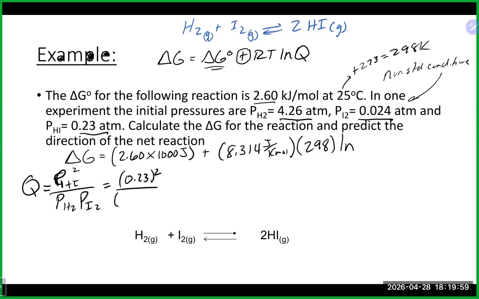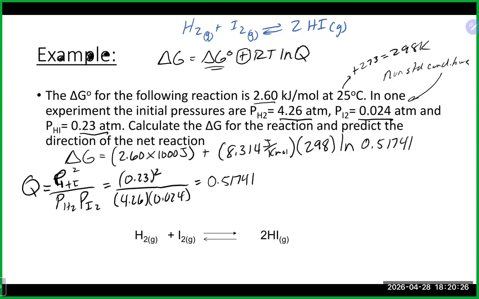Our H2 is 4.26 and 0.024 for our last one. That is going to give us a Q, it looks like, of 0.23 squared divided by 4.26 and divided by 0.024. Looks like a 0.51741. So that would go right about there.